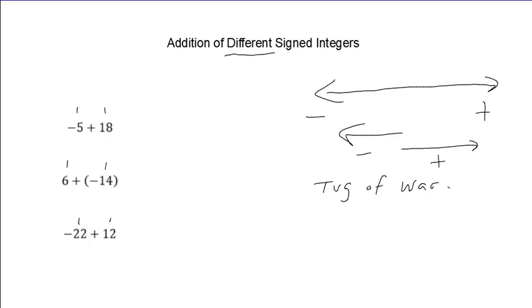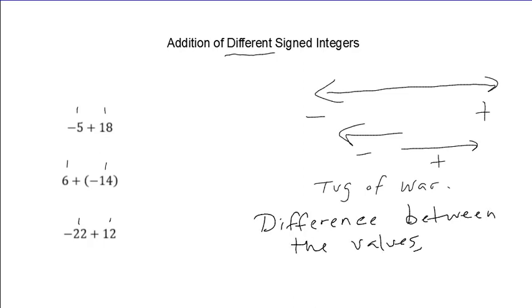And so the process for adding numbers with different signs is this. To do the addition, you take the difference between the values, and then you keep the sign of the larger value.